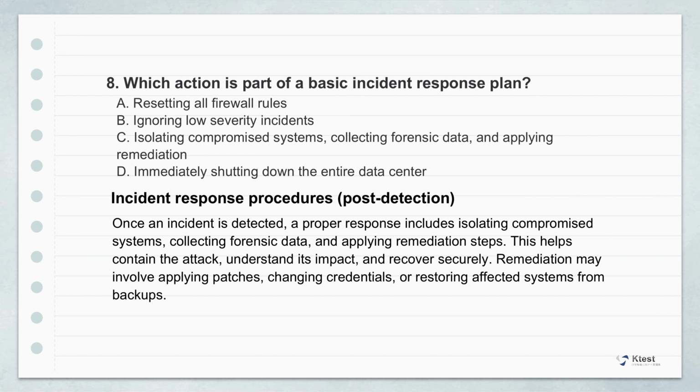Okay, back to incident response for question 8. Which action is part of a basic incident response plan? Answer C includes isolating compromised systems, collecting forensic data, and applying remediation. We covered isolation. Why are the other two, forensics and remediation, so vital? Well, after you've contained the immediate fire, you need to figure out how it started and how to prevent it from happening again. Makes sense.